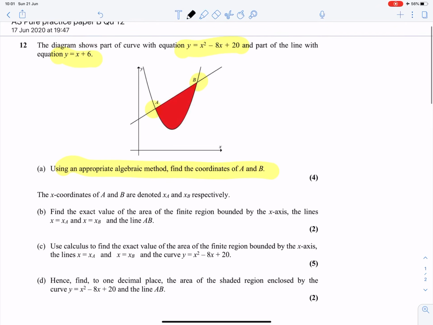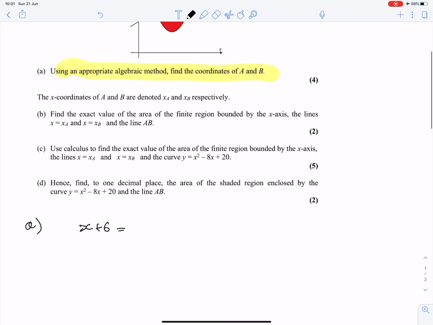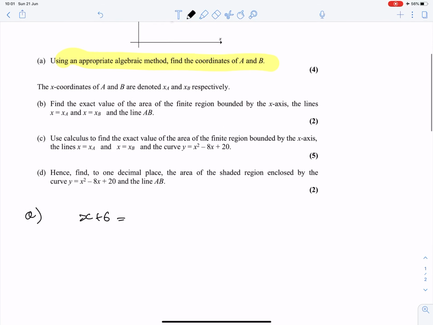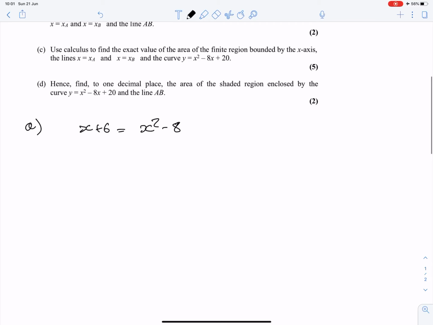So at intersection, x plus 6 is equal to x squared minus 8x plus 20. Well, it's a quadratic. How do we like them? Positive and equal to 0. So we get x squared, subtract the 8x, that's minus 9x plus 14.